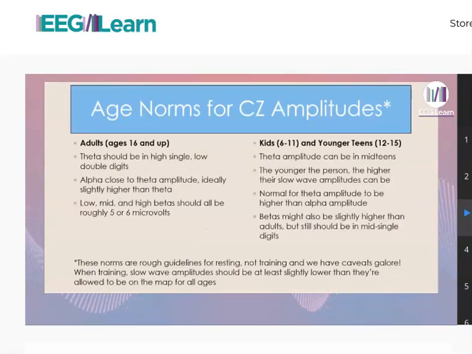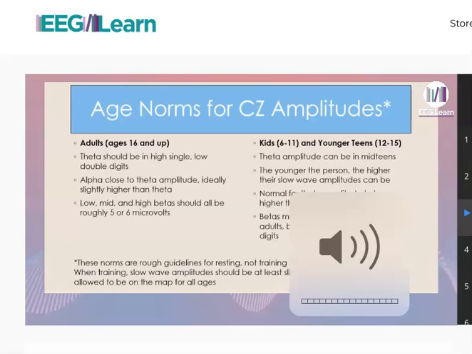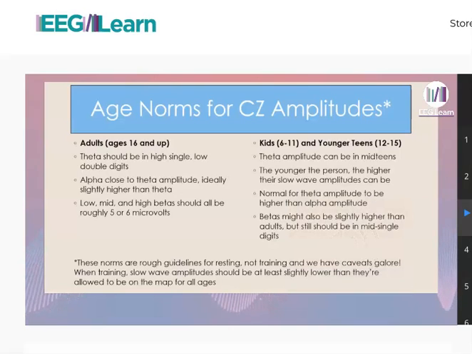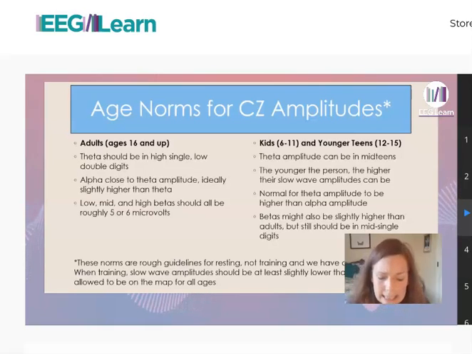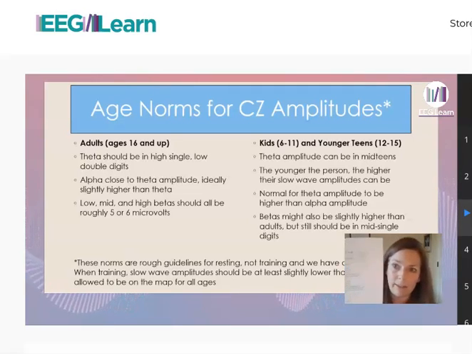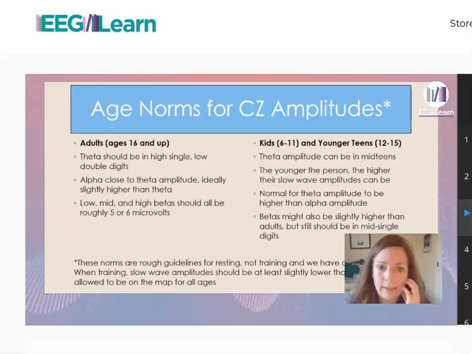So once we get these measurements in Eureka, you go to your review screen, and then you click on the summary button, and that will call up the numerical record, which we will be looking at in a few minutes. But anyway, this is what we expect those amplitudes for the different frequencies to be, depending on people's ages. Again, you should have a digital copy of this handout that explains the age norms at CZ.